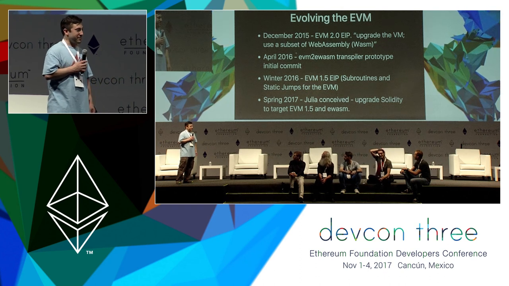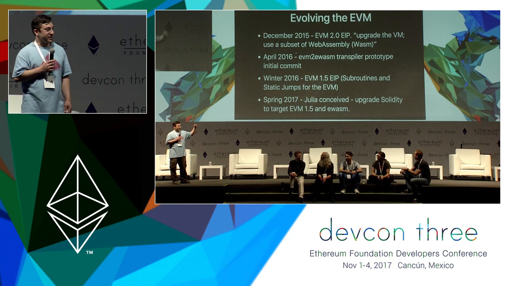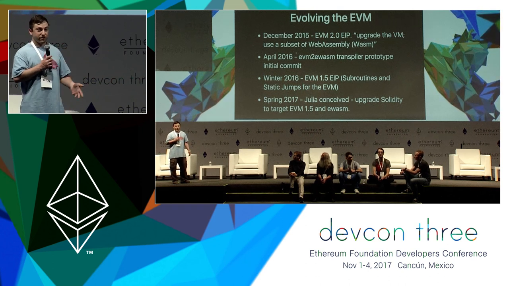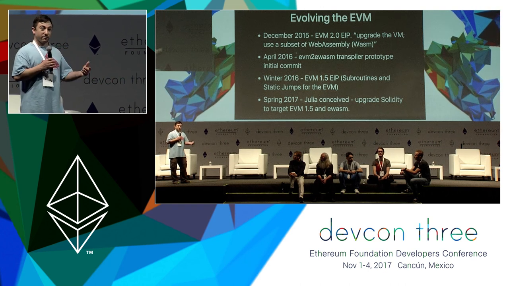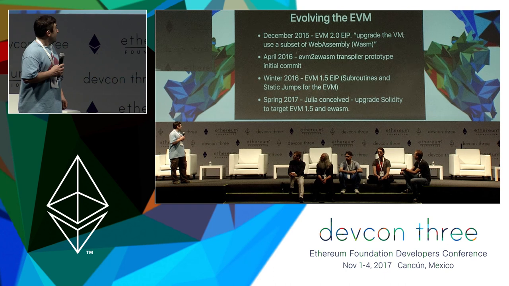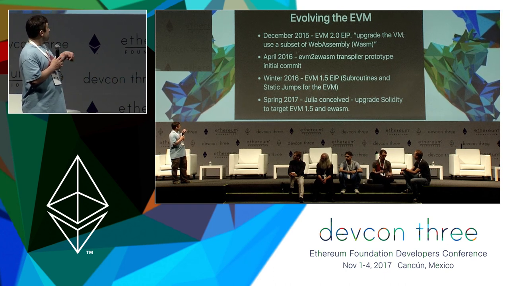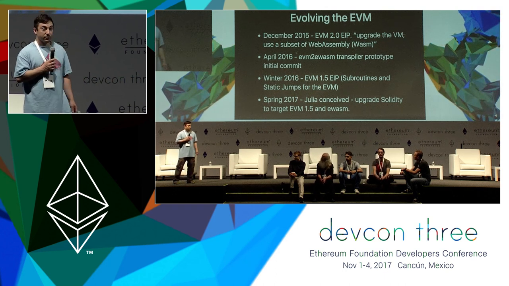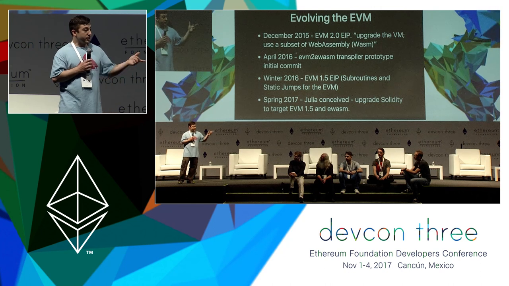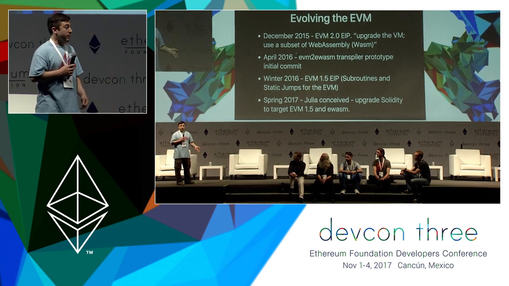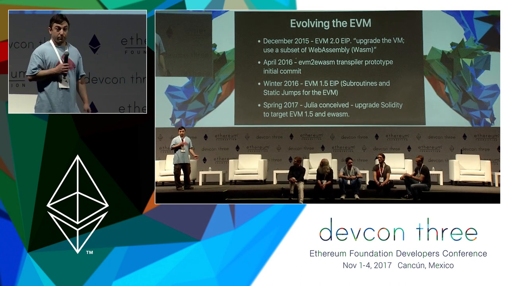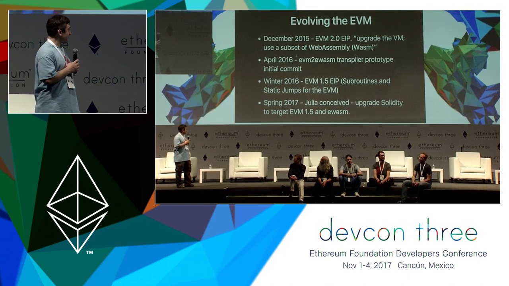After the 2.0 proposal came the 1.5 proposal from Greg and Pavel, and you just saw Pavel's talk earlier about EVMC, which is sort of the API to plug in and be able to swap between EWASM and EVM 1.5. And then came, earlier this year, Julia. Yesterday we also saw Alex's talk about Julia, which he and Christian designed to upgrade Solidity and be able to make Solidity target the next versions of EVM 2.0 and 1.5.